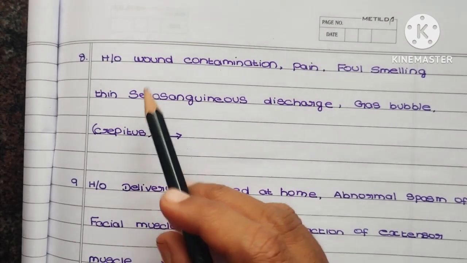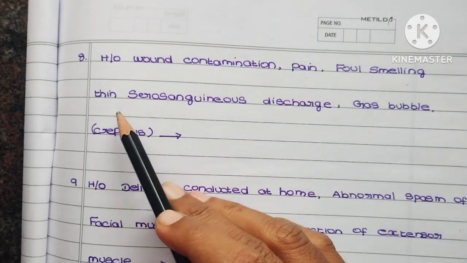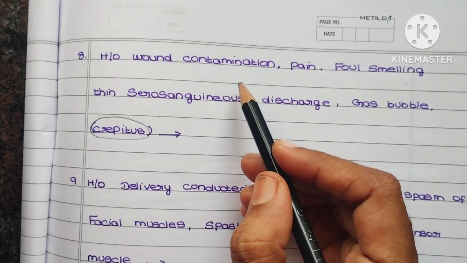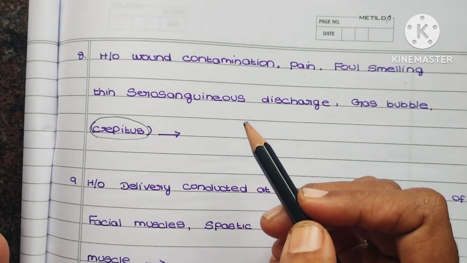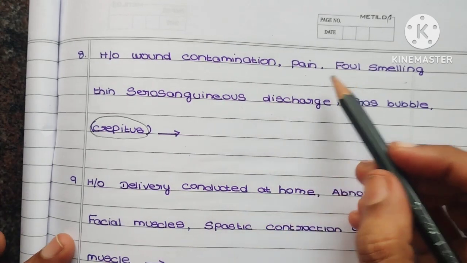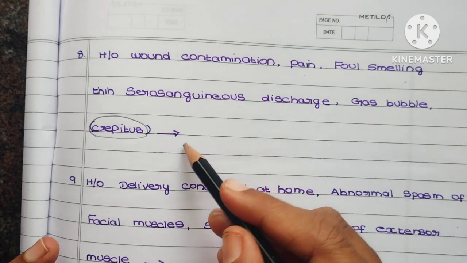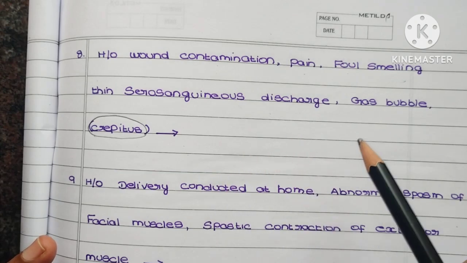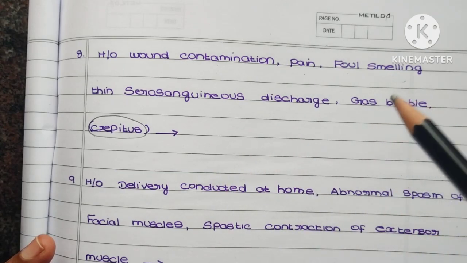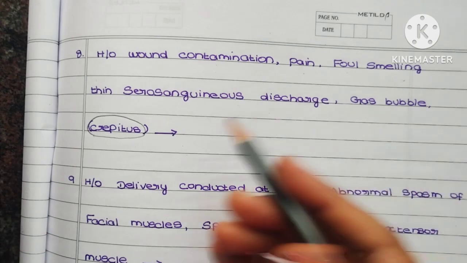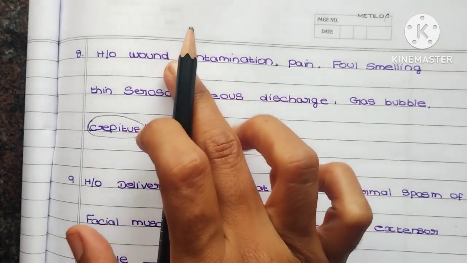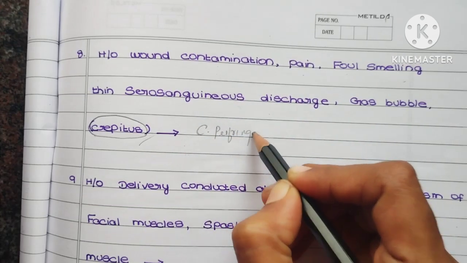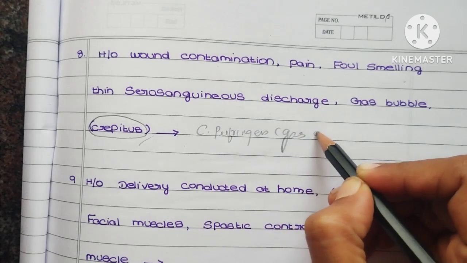So the next question: history of wound contamination, pain, foul smelling, thin serosanguinous discharge, and there is a crepitus. Wound contamination in the sense that there will be a history of any RTA. The patient had a swelling and then developed discharge, and on examination you can find a crepitus. Crepitus is a sound like a gas bubble which breaks. If you come across a wound history and crepitus, you can make it Clostridium perfringens. This is nothing but a history of gas gangrene.